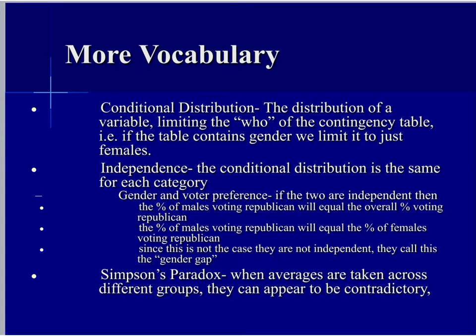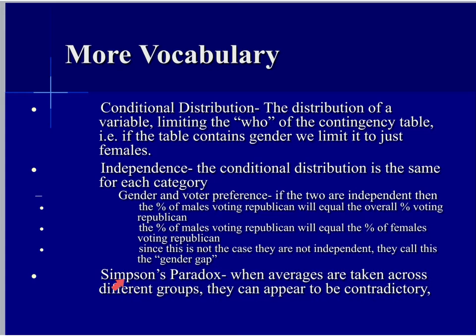So when we look at gender and voter preference, we see that there isn't independence there, and they call this the gender gap. If the two are independent, then the percent of males voting Republican will equal the overall percent voting Republican. Or you can look at them several different ways. The percent of males voting Republican will equal the percentage of females voting Republican. This isn't usually the case, and nowadays it's definitely not, and they call this the gender gap.